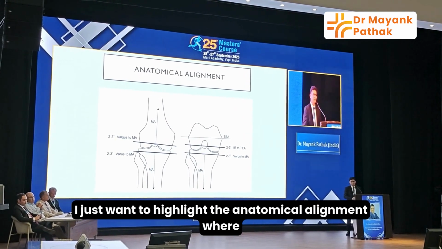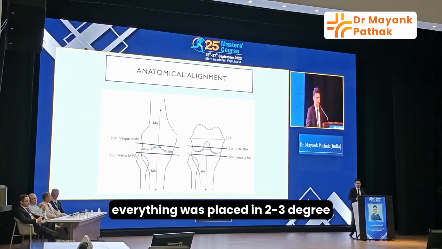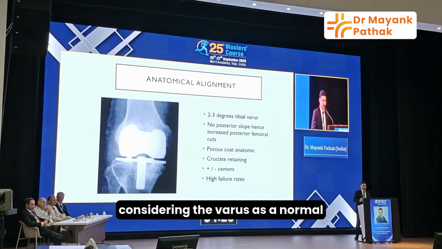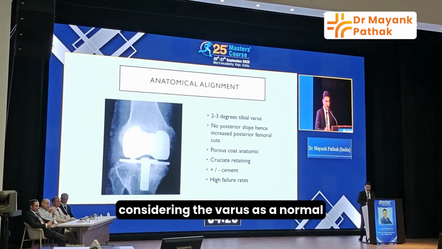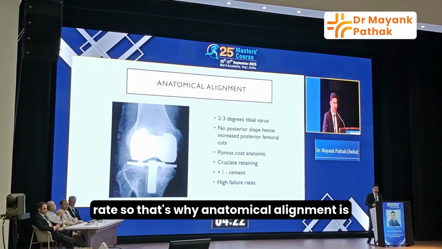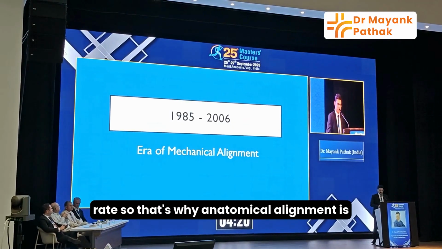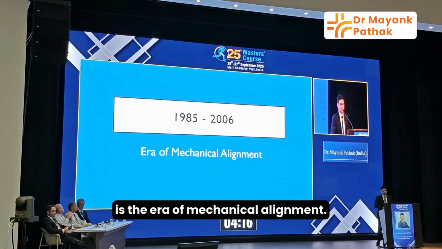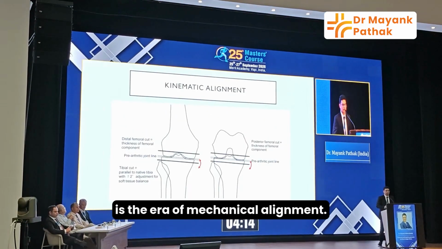Before that, I just want to highlight anatomical alignment, where everything was placed in 2 to 3 degrees of tibial varus, considering the varus as a normal thing, but it had a high failure rate. So that's why anatomical alignment is no longer practiced, and 1985 to 2006 is the era of mechanical alignment.